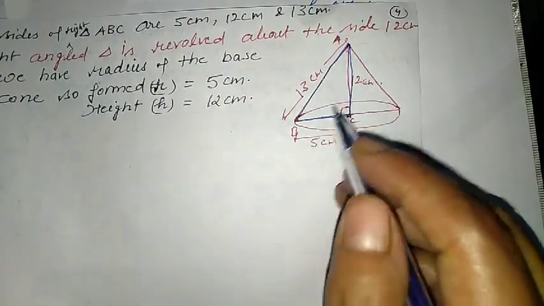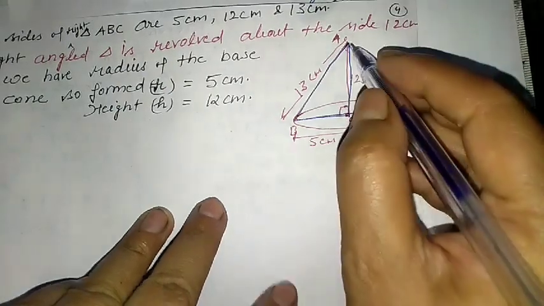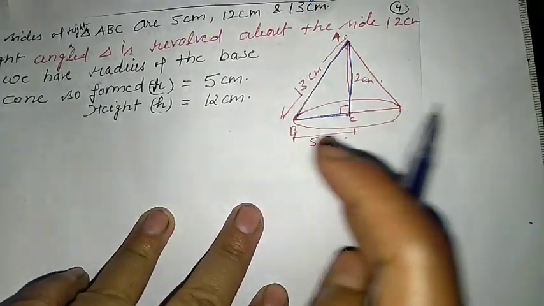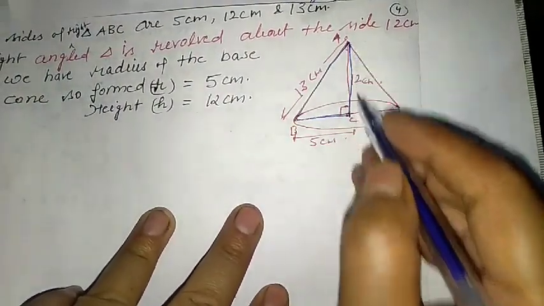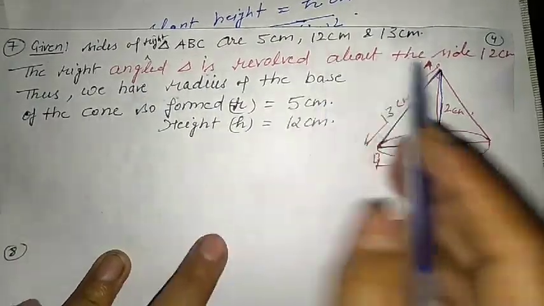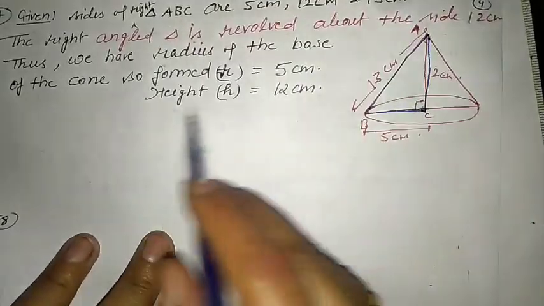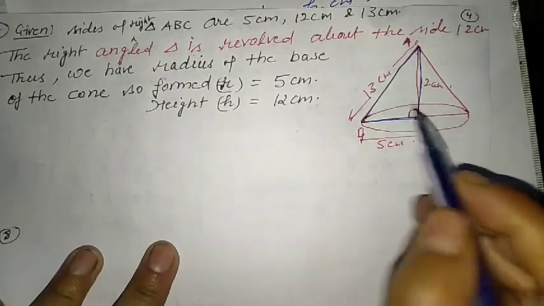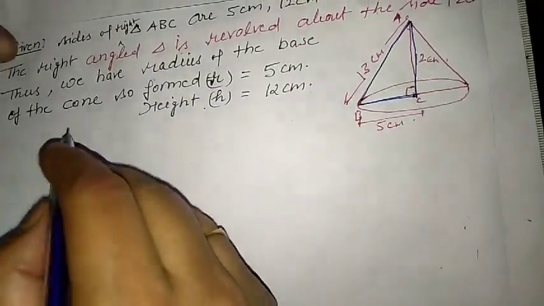So here we have revolved around the 12 centimeter side, so 12 centimeters should be the axis. If we revolve it, it will be a cone having radius 5 centimeters and height 12 centimeters. So the right angle triangle is revolved about the side 12 centimeters, and the radius of the base of the cone so formed is 5 centimeters and the height is 12 centimeters. Now the question becomes very easy.